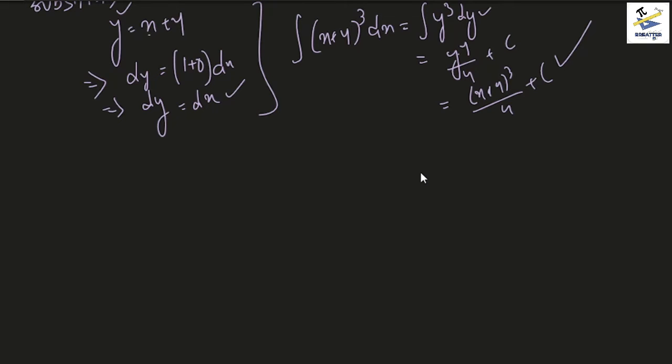So this makes x plus 4 whole cube by 4 plus c, and these are the two ways that we can evaluate this integral, right? Okay, so let us move on to another example which would be a little bit trickier, or a tad harder than this one. Let us evaluate the integral of sine of ax plus b, for real numbers a and b.